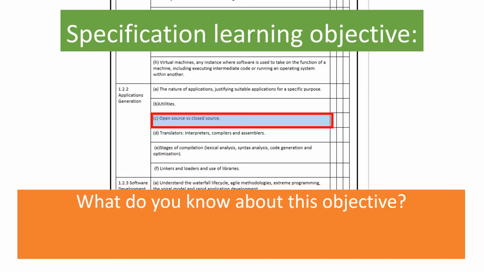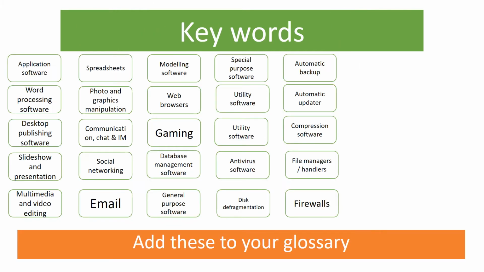In today's lesson, we're going to be learning about open source software versus closed source software. Have a look at our keyword wall and try and notice as many types of application software as you can. Hopefully you've noticed that most of the words on here are types of application software. Remember, when we're talking about software, we need to be careful to talk about the types of software rather than the examples. So, for example, word processing software.